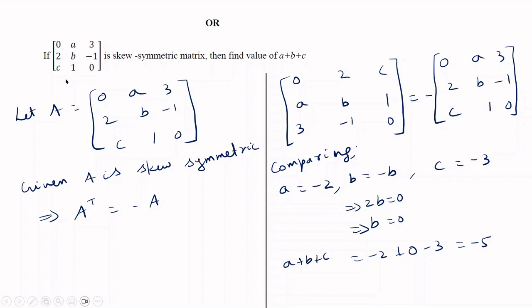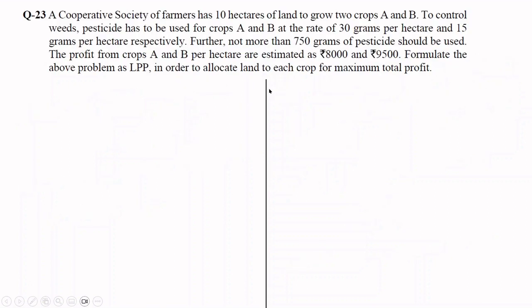So here, using what is given, that this matrix is a skew symmetric matrix, writing this step carries half mark. Then comparing the two matrices and finding the values of a, b and c carries 1 mark. And finally finding the value of a plus b plus c carries half mark. So a total of 2 marks for this question. Moving on to the next question.